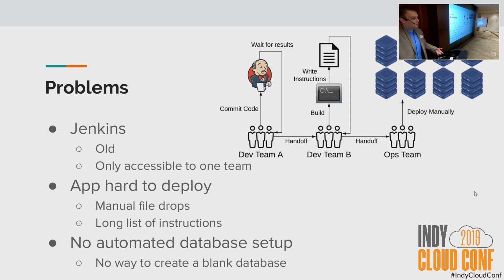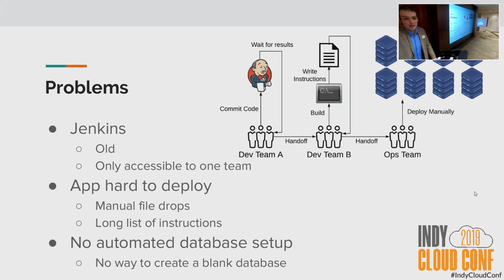All of this was amplified when it came to deploy. When they had a release branch, the team that had access to Jenkins would hit the build button. They'd wait for Jenkins to tell them to go or no go. Then they'd hand it off to the other dev team and say, OK, we're ready to deploy.